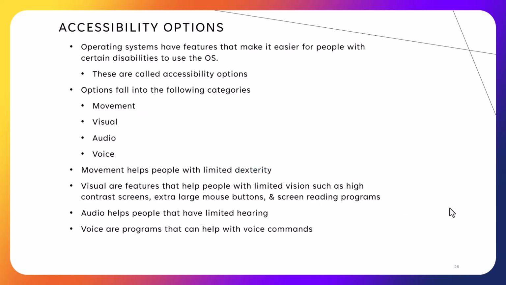Accessibility options are features within an operating system that make it easier for people with disabilities to use the OS. These are accessibility options, and they fall into 4 categories: movement, visual, audio, and voice. Movement helps with limited dexterity. Visual are features that help people with limited vision. High contrast screen, extra large mouse buttons, screen reading programs. Audio helps with people that have limited hearing, and voice are programs that can help with voice commands.